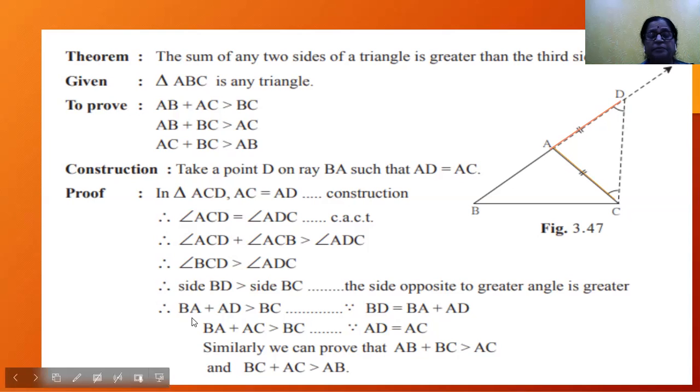Therefore, BA plus AD is greater than BC, so BD is equal to BA plus AD, and AB plus AC is greater than BC, since AD is equal to AC. Similarly, we can prove that AB plus BC is greater than AC, and BC plus AC is greater than AB.